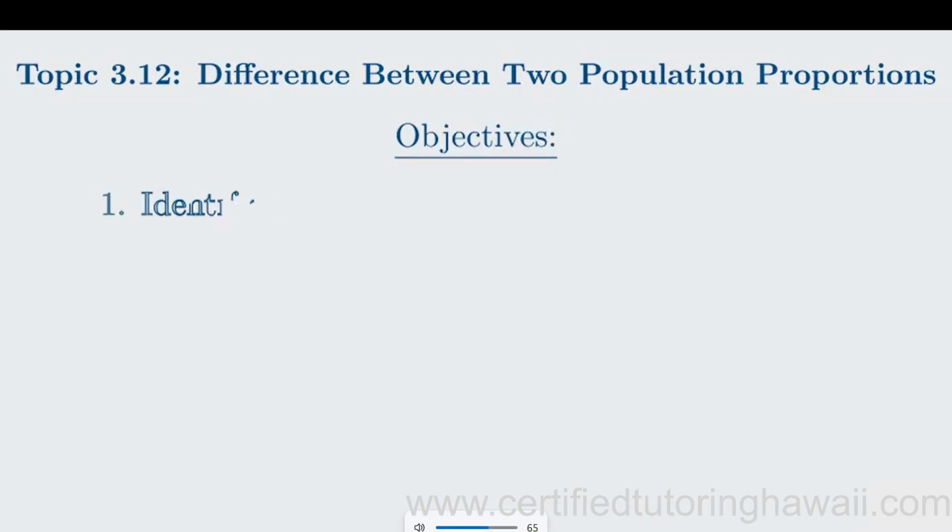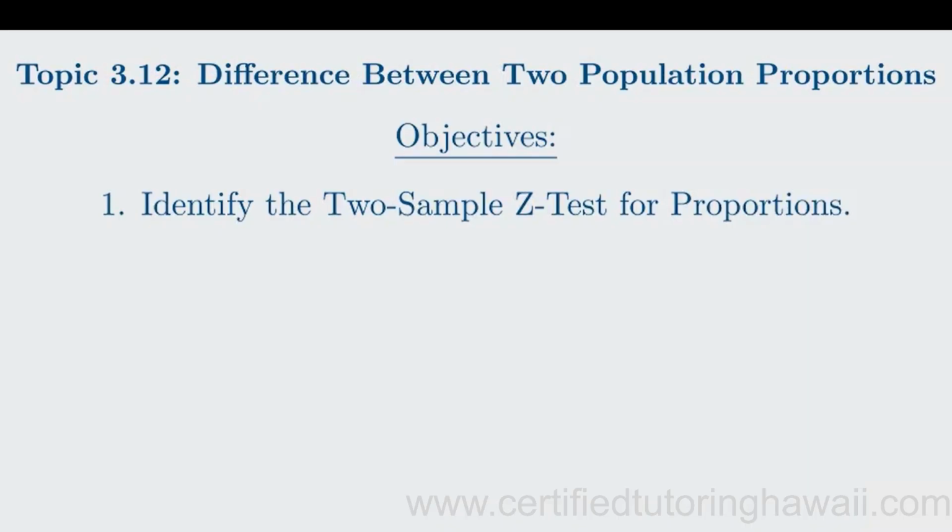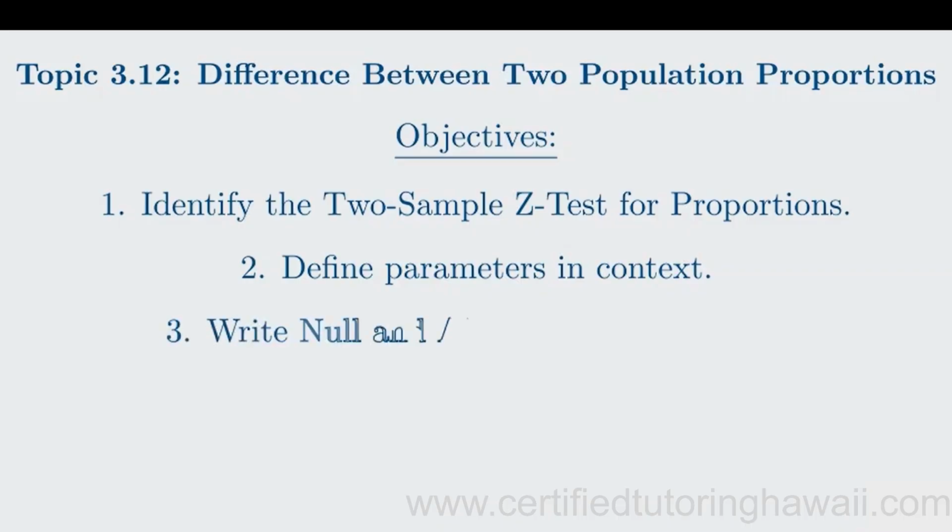Welcome to AP Statistics. Today, we are focusing on Topic 3.12, which is all about setting up a hypothesis test for the difference between two population proportions. By the end of this session, you will be able to identify the appropriate testing method, define the parameters involved in a real-world context, and correctly state the null and alternative hypotheses.